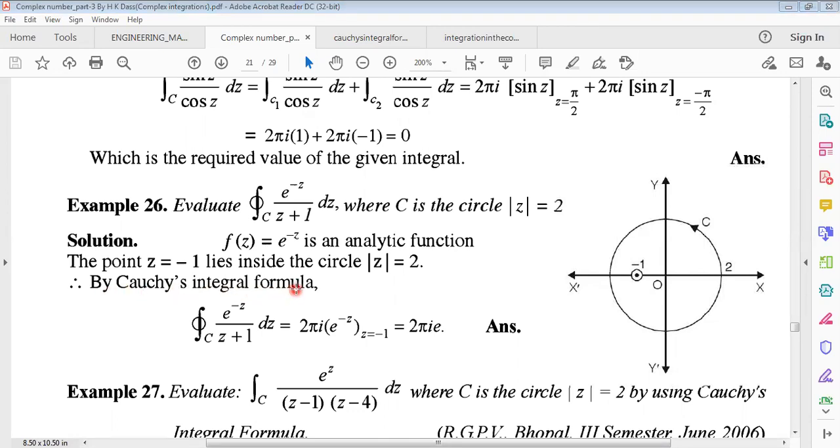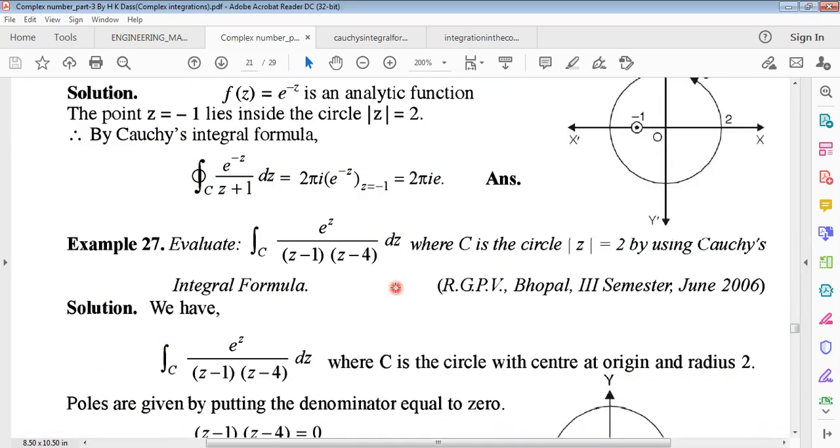So by Cauchy's integral formula, this closed integration for the closed curve C gives 2πi times the functional value f(z) at z = -1. At z = -1, which is the pole inside the circle. So putting z = -1 here, we get only 2πi. And this example is very important for you.